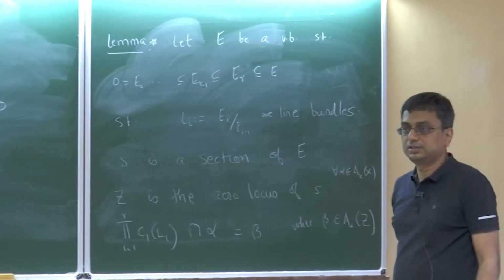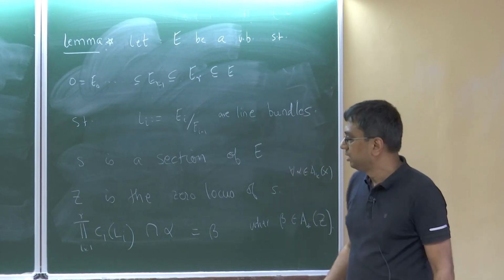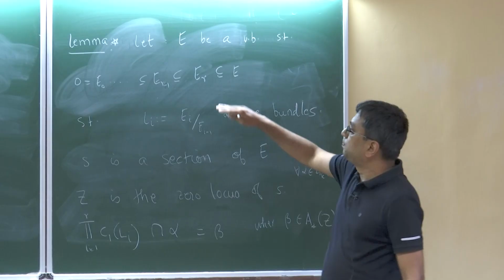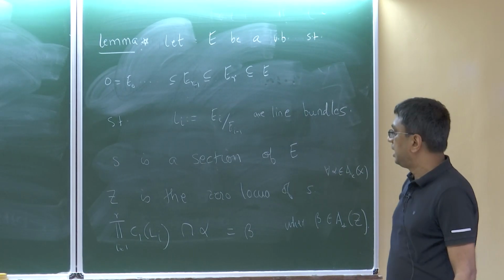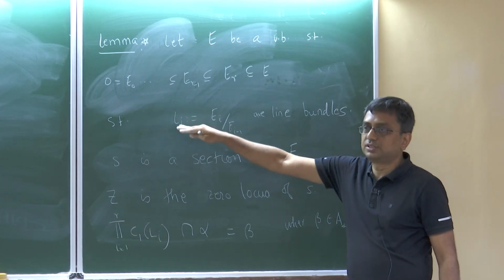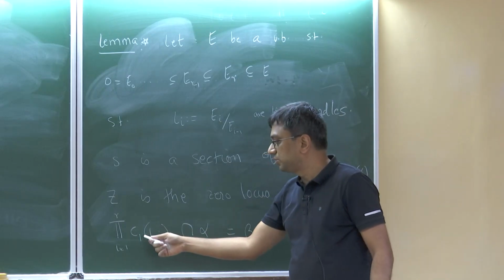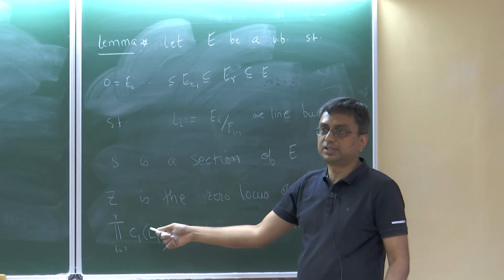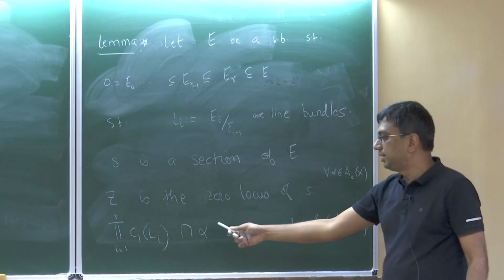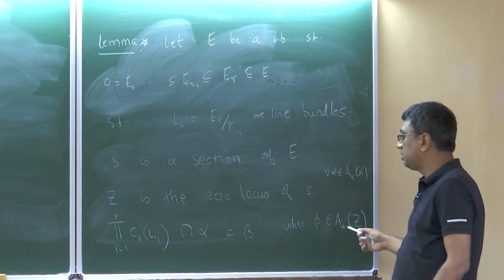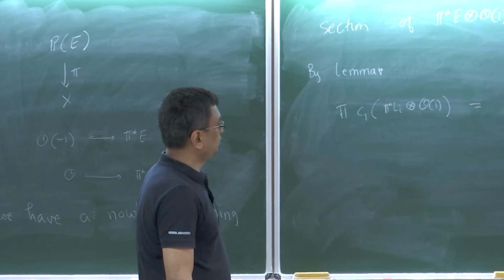Let's make sure that this is clear. This lemma, I am applying it to pi upper star E tensor with O1. And so the line bundle quotients are pi upper star Li tensor with O1. And so the product of the first Chern classes of line bundles, now those line bundles are pi upper star Li tensor with O1, that is 0, because it capped with any alpha is a cycle supported on, in this case, the empty set. So therefore this has to be 0.